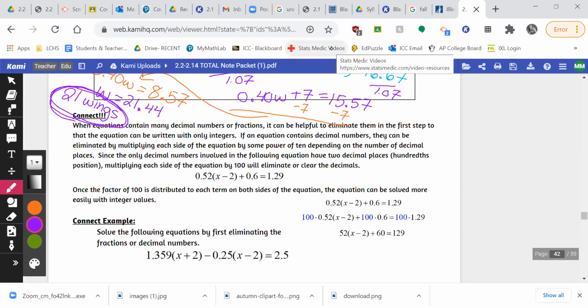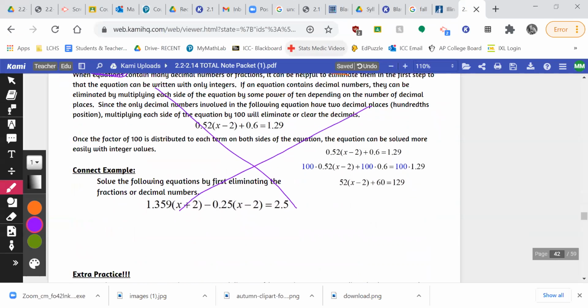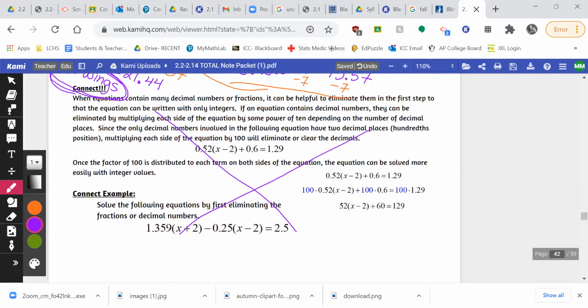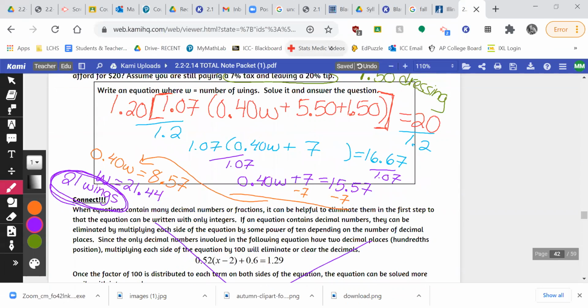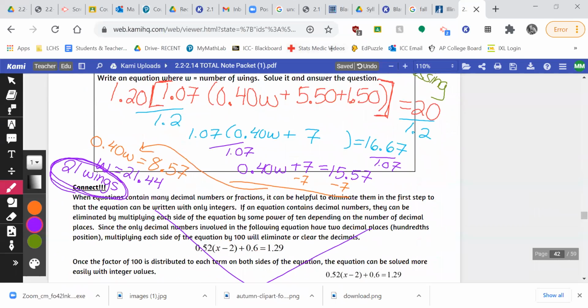Okay, in the Connect problems, these ones have you using decimals. We are not going to be looking at those at all, so you can totally skip those. This is just to really look at dealing with decimals, but I feel like we've had a lot of practice dealing with these decimals in the problems above, so you should be fine.